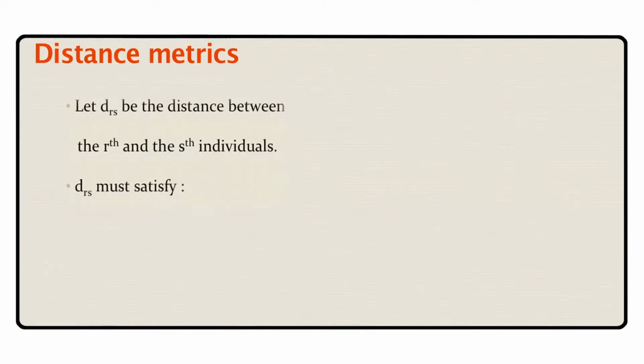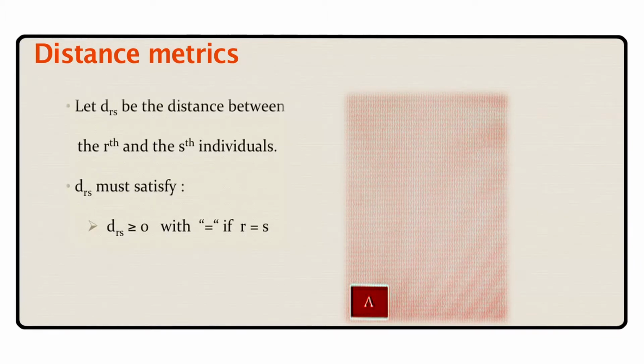Now the distance between these two vectors corresponding to each of these two individuals needs to satisfy some conditions. The first of these conditions is that DRS must be greater than or equal to 0, with equality if R is equal to S, which means that if you have the same person, that is DRR, then the value should be equal to 0. What does this mean again? It means that if I am defining a distance from A to B, this distance must always be positive. So we cannot have a negative number, which is very logical, of course.